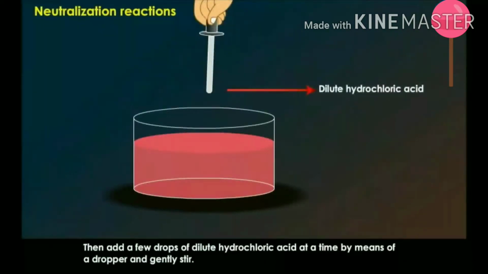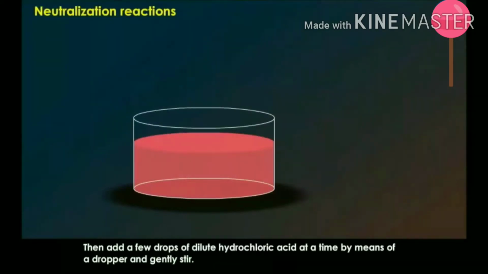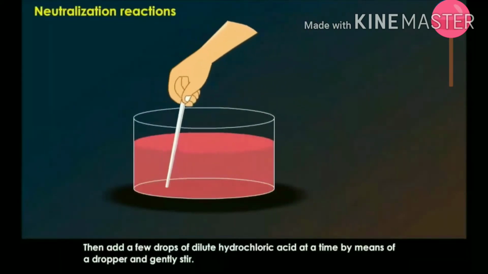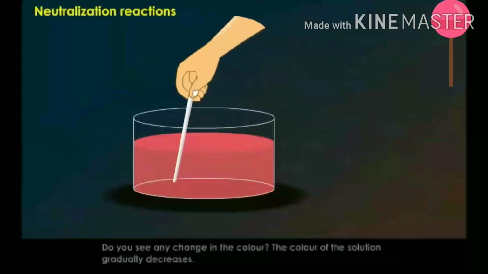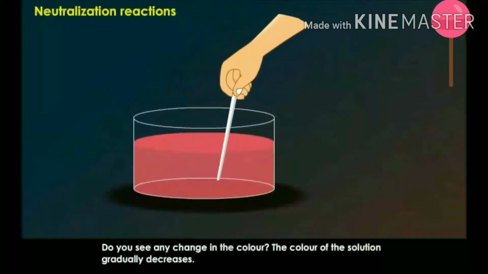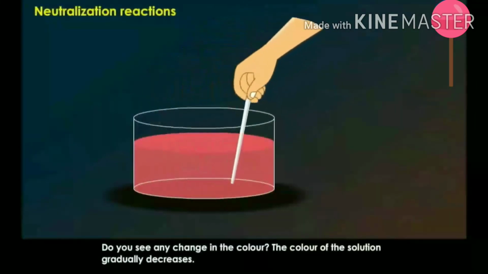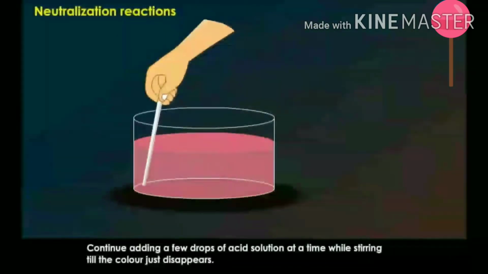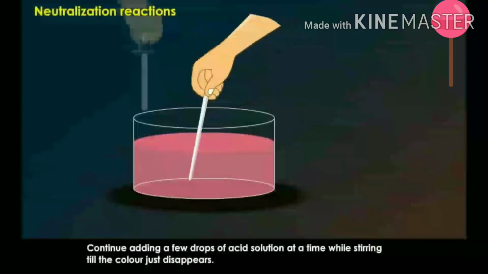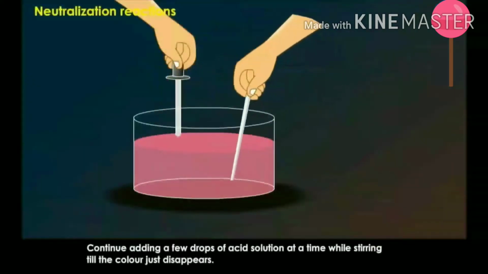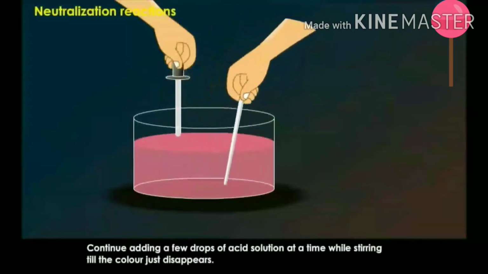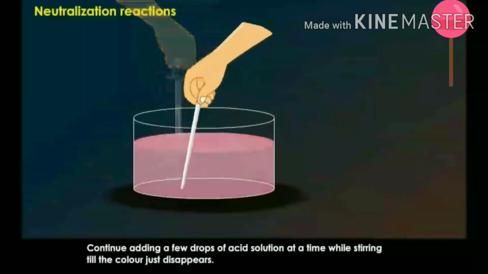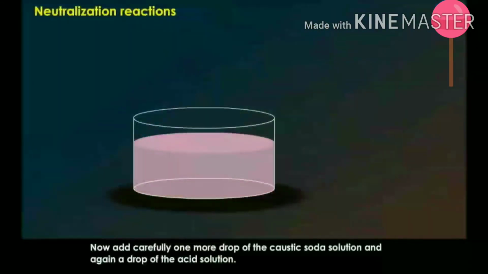Now you are adding dilute hydrochloric acid drop by drop to that with constant stirring. So what will happen is slowly that acid will neutralize the base, which will turn that pink color into colorless. That is, it fades and becomes a colorless solution. So now you are adding a few drops of acid to become fully colorless.